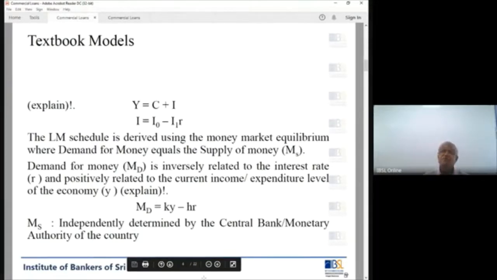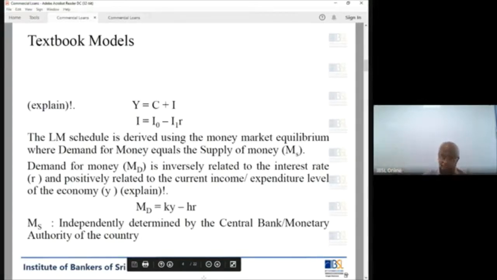Investment, we assume, is a function of the interest rate. Why? When the interest rate increases, the cost of funds increases, so investment goes down. An investor might think, okay, with high interest rates this is not the time to invest. I will postpone my investment.